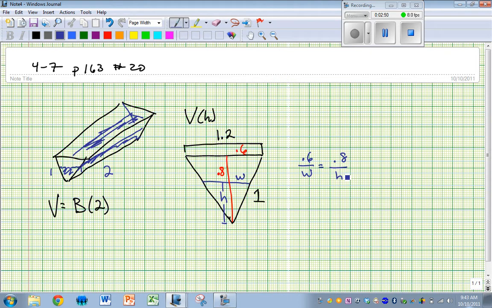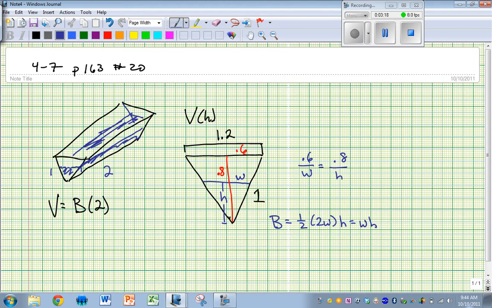So now I need to find the area of this base. Another formula I'm going to use is B, because it's the same B as over here. B equals 1/2 of this base right here, which is 2W, times this H right here. So it's going to be WH.